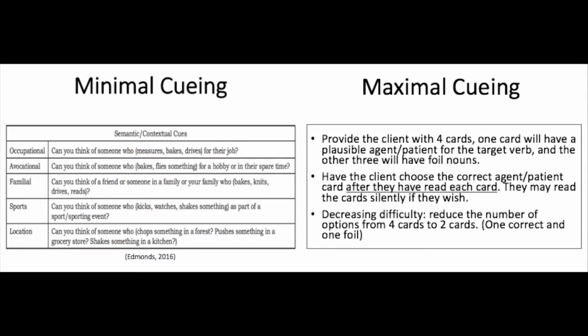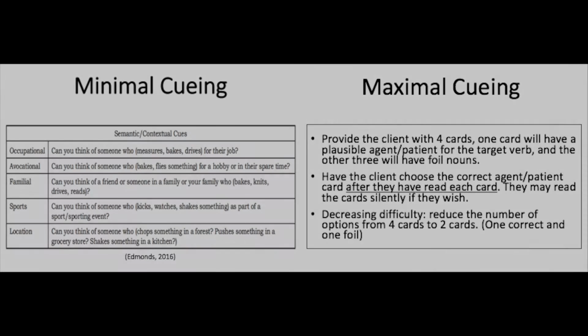An example of a minimal occupational cue and a maximal cue follows. We will assume our patient is able to read well enough to perform the task. It is also important to note that using pictures to elicit responses is not recommended.